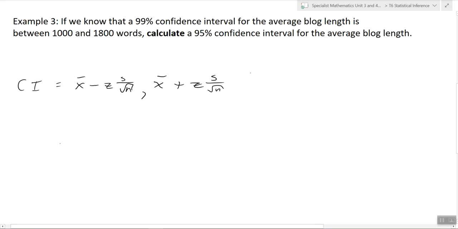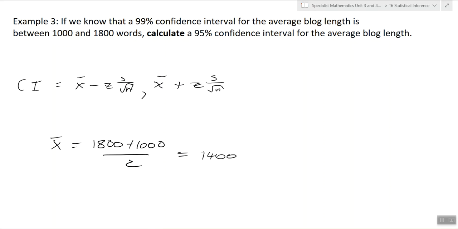We can figure out x bar. How can we do that? Find the average, so add them together, divided by 2, which is, that one's pretty easy.